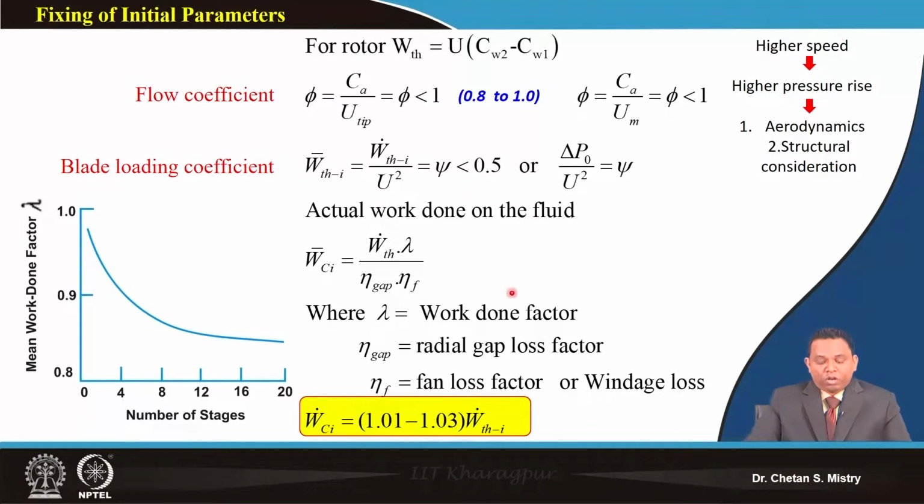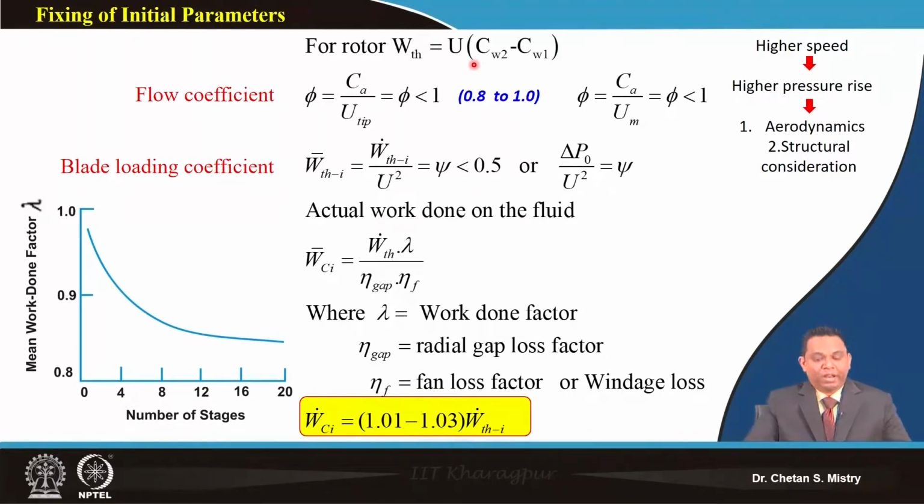So overall, the actual work required by my compressor will be 1.01 to 1.03 times the theoretical work we calculate based on u times Cw2 minus Cw1. So you can say approximately 1 to 3% higher work is expected from your axial flow compressor.